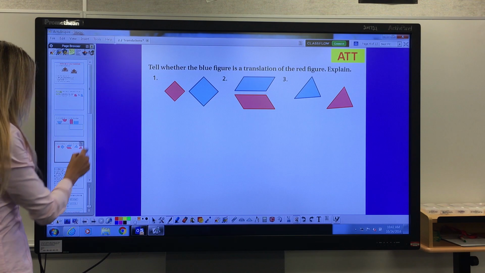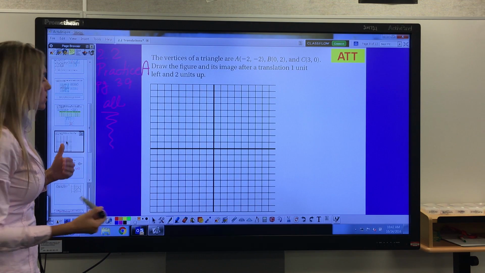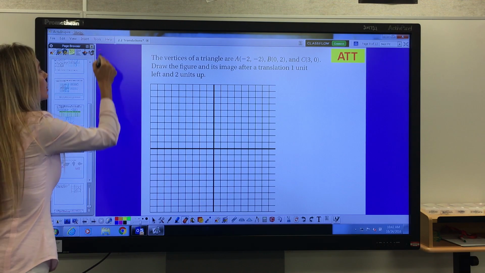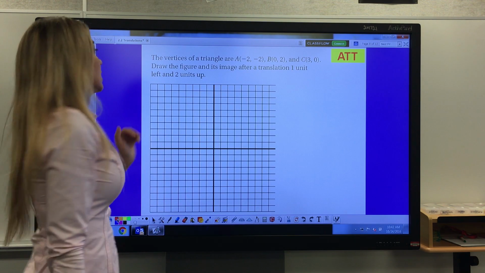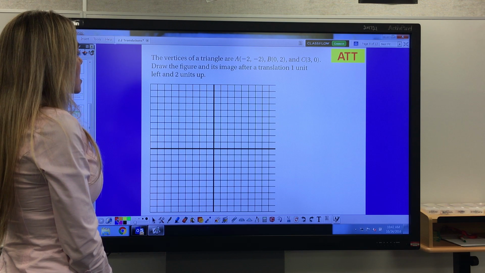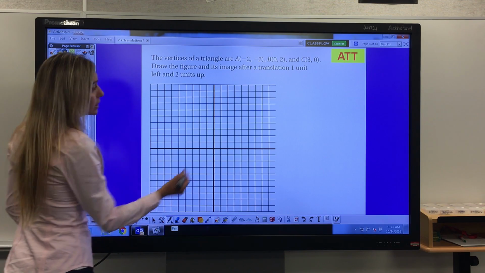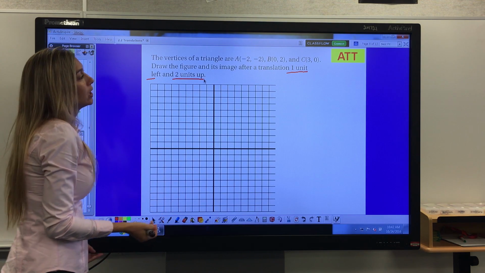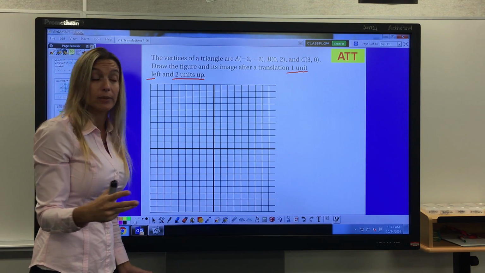You're going to be given problems that say translate a certain figure, and they will tell you how many units and which direction. Let's look at this problem. I have the vertices of a triangle, A, B, and C, and it says draw the figure and its image after a translation of 1 unit left and 2 units up. So my step 1 is to plot the triangle onto the coordinate plane.